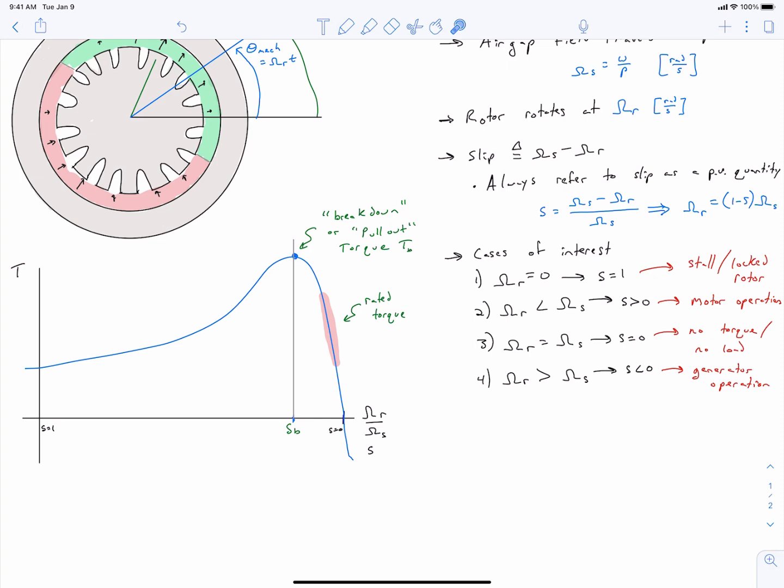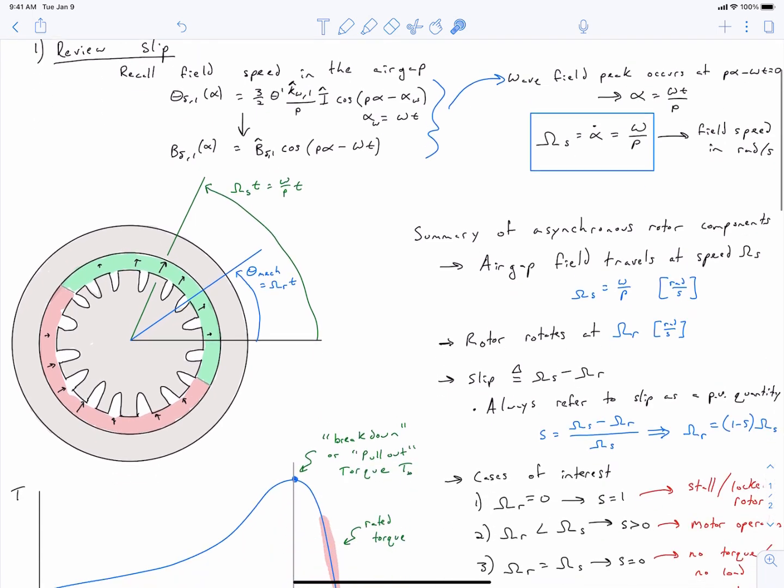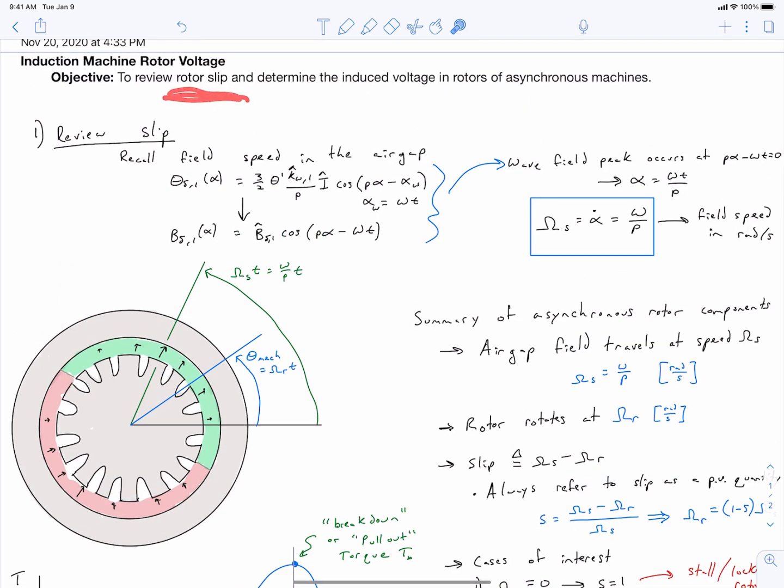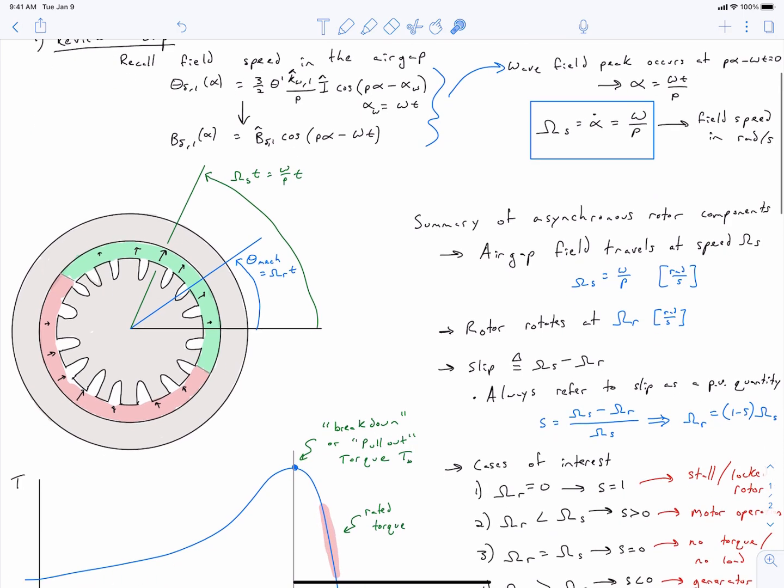Okay, so that concludes the first part of this video, which is on reviewing rotor slip, and the rest of the video is going to be focused on induced voltage in rotors. Before we do that, let's summarize the key things that I want you to remember. This definition of slip is going to come up time and time again in the induction motor unit. It is critical to remember, as well as the speed of the stator fields in the air gap of the machine. The third thing that I want to point out is that our total air gap field in an induction motor is our magnetizing field.